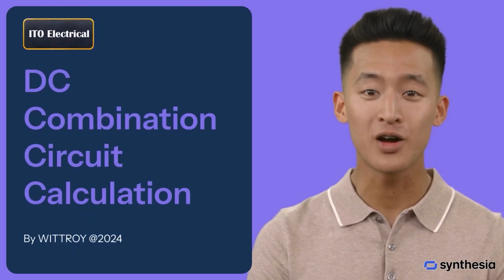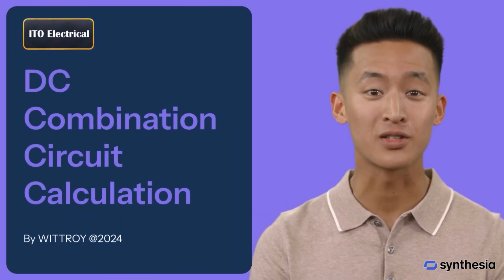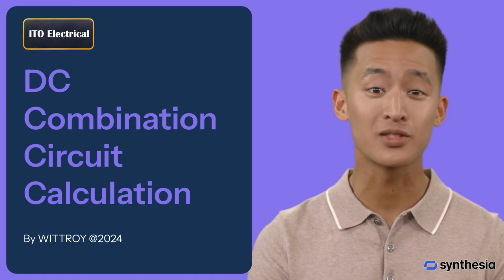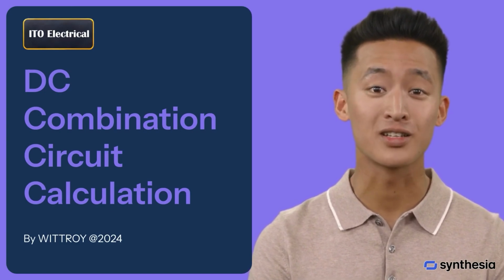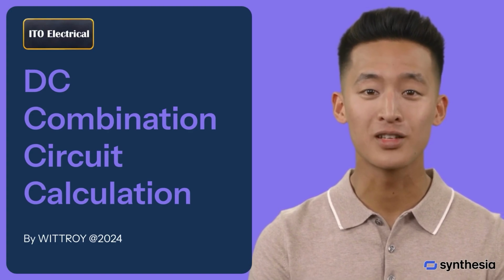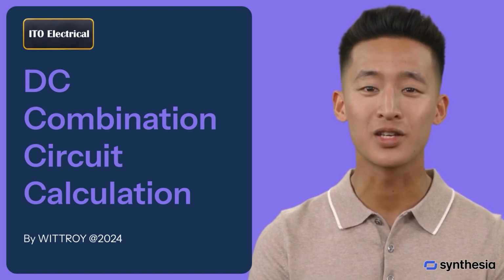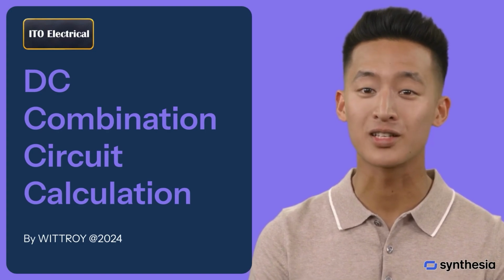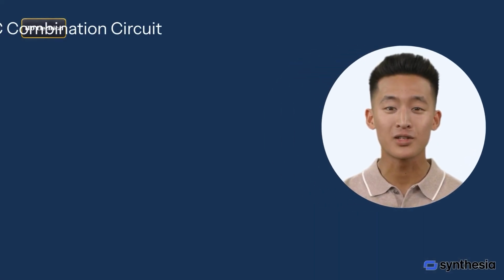Good day, class. Today, we are going to do a combination DC circuit calculation, focusing on understanding how to find the total resistance, total current, and the individual voltage drops, currents, and power dissipation across each resistor. Let's break down each step carefully to grasp these essential concepts. Let's look at the question first.